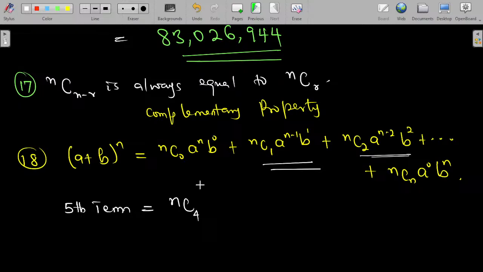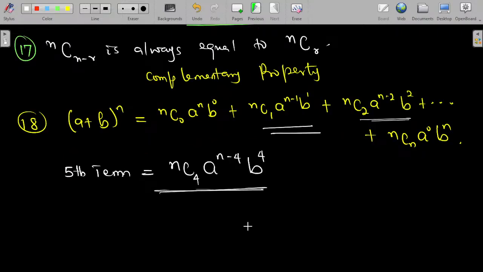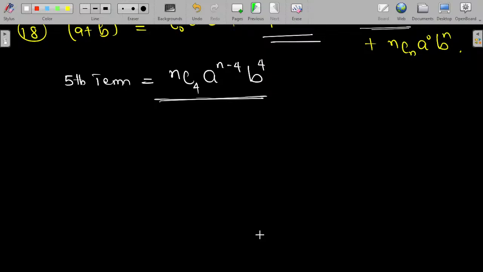nC4. Remember, like I said earlier, your r is always 1 less than the position of your term. So here this is first position, so the r is 0. Second position, r is 1. Third position, r is 2. So for fifth position, r will be 4. So that means a to the power of n minus 4, then multiplied by b to the power of 4. So this is the answer for number 18. You could see that numbers 16 down to 18, 15 down to 19 are not difficult questions.